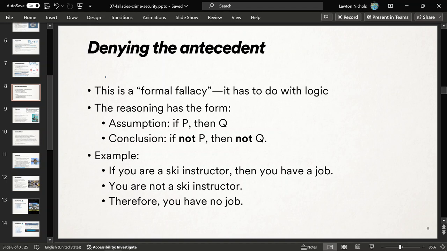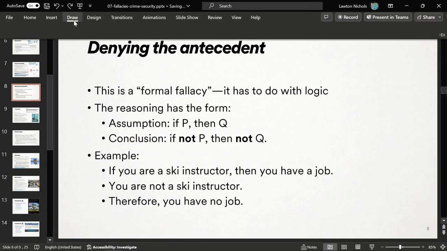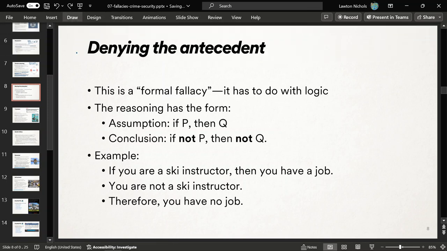All right. This is another one that has a Latin term in it. Denying the antecedent. So this one is harder to notice. It doesn't come up too much in real life. It comes up more in actual mathematical proofs. This is a logical, it's called a formal fallacy when it has to do with logic like this one does. Everyone before this was called an informal fallacy. Doesn't have a lot to do with logic. It's just like you're speaking English wrong.